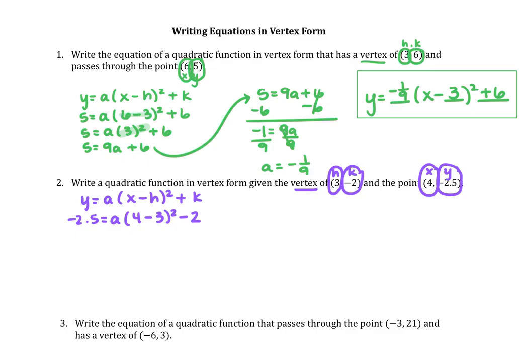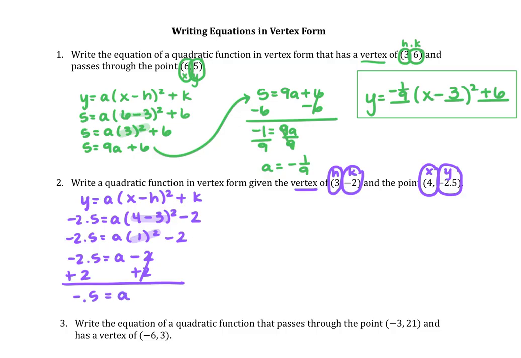All right, I'm ready to solve for a. I'm going to start first with parentheses. 4 minus 3 gives me a 1. Then I'm going to take care of my exponent. 1 squared is just 1. And remember, that's saying a times 1 squared. So that's 1a, and I don't really need to write a coefficient of 1, so I just drop it. Now I'm ready to finish solving. I'm going to add 2 to both sides. So I get that a is equal to negative 0.5.